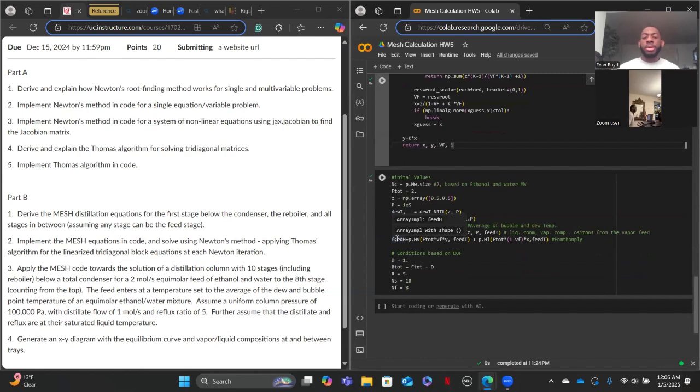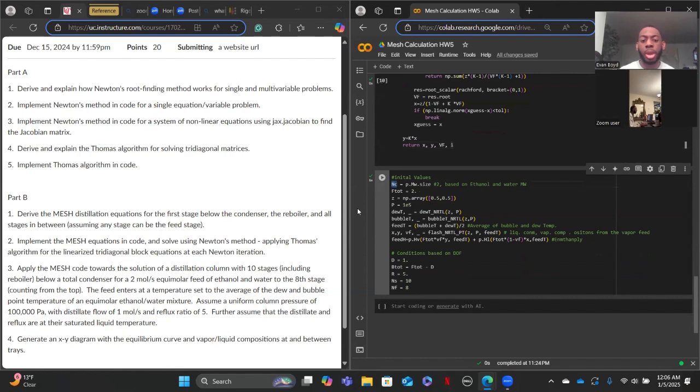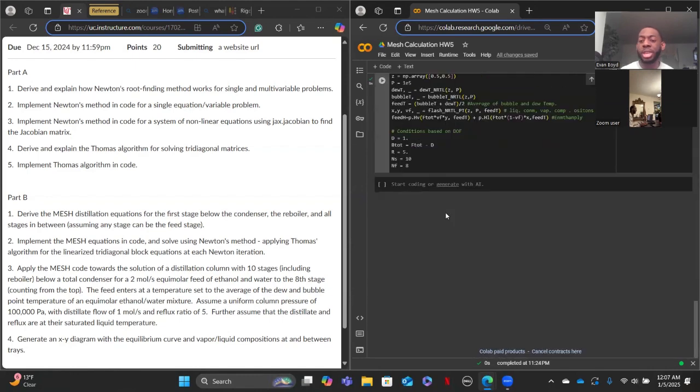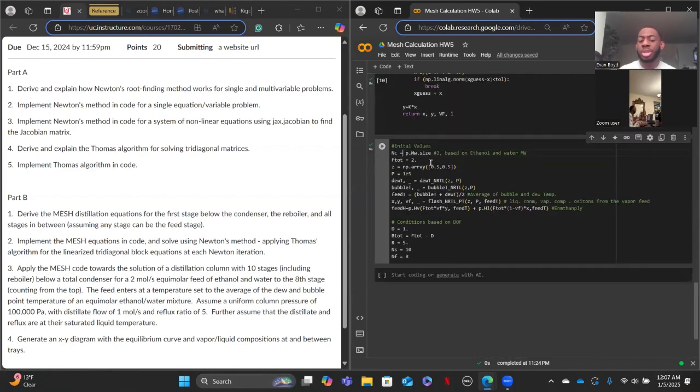So now to our initial values. We have our number of components, which we get using NP our molecular weight dot size. It basically calculates the molecular weight for the components, and from that it gives us the number of components we're using in this distillation column, which is kind of interesting. Of course, it's just two because we're only using ethanol and water. But if we added any extra components into our distillation, it would use the size, and from the size it would gather how many components there would be. So it's pretty interesting.